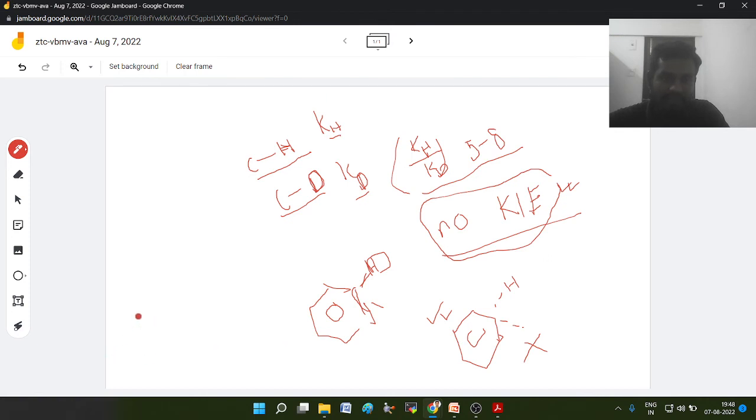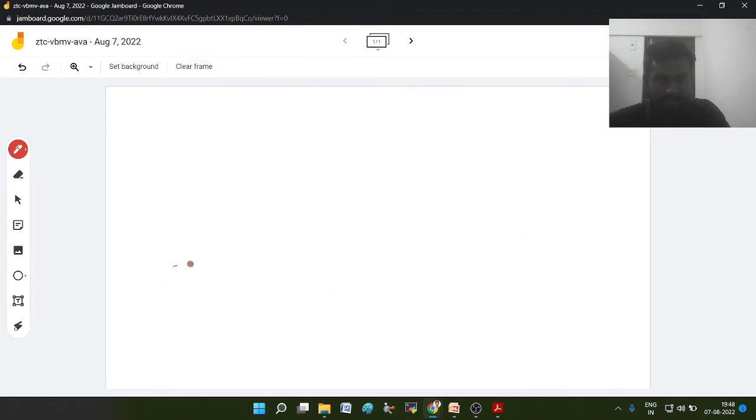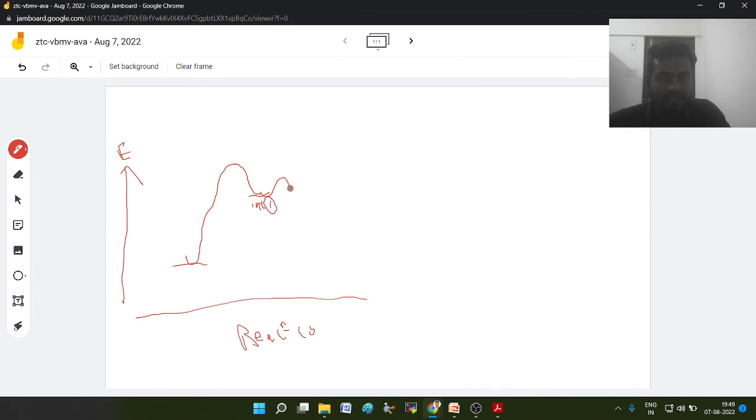So what will happen? First, let me clear the frame. Let's say our reactant is here. Again, remember our E is potential energy, and there is the reaction coordinate. In the first step, it has a high activation energy to overcome, and it forms an intermediate here, which Venkatesh already told. And in the second step, this has a very low activation energy to overcome, and it can come to the product.